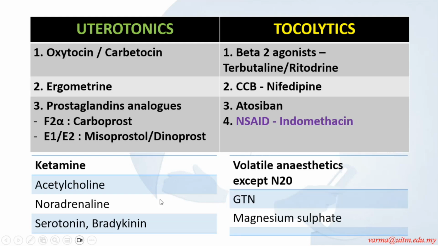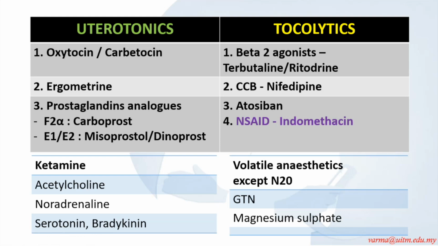Whereas tocolytics, we have volatile anesthetic. All volatile anesthetic causes uterine muscle wall relaxation. That is why when we're doing a seizure under general anesthesia, we are worried about going MAC more than 1 for sevoflurane, because MAC more than 1 for sevoflurane can cause uterine atony. Except nitrous oxide. Nitrous oxide does not cause tocolytic. It's more towards uterotonic because of its different mechanism of action.